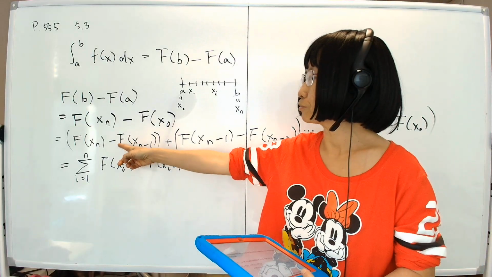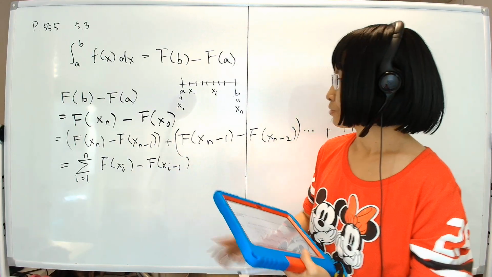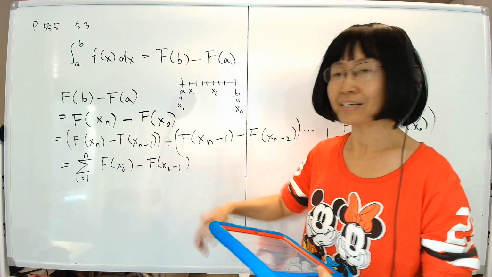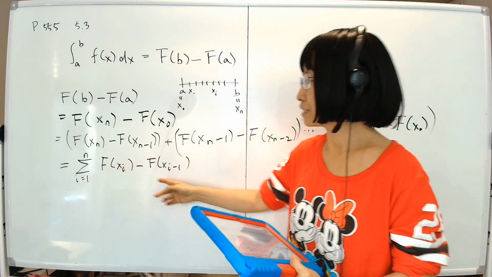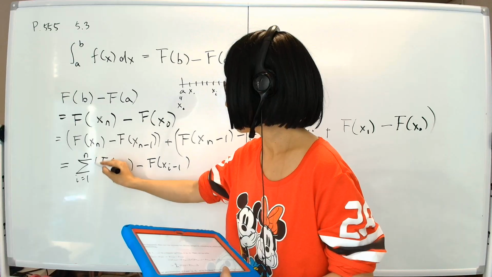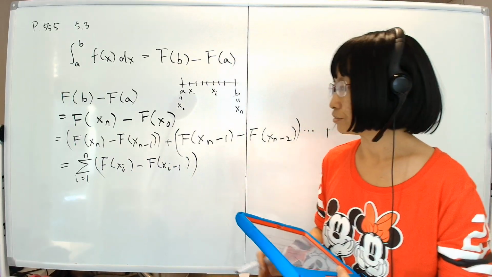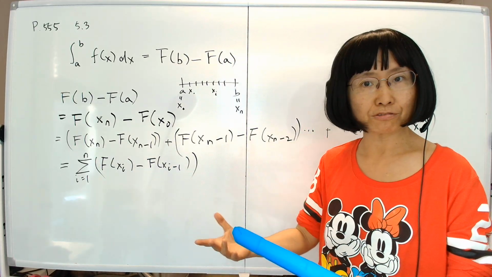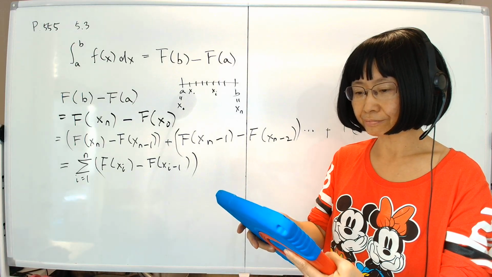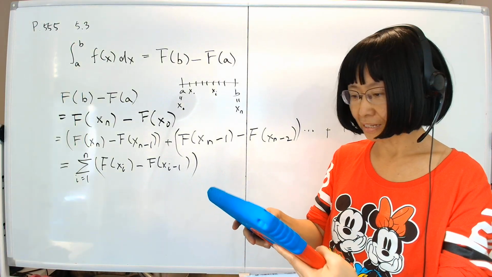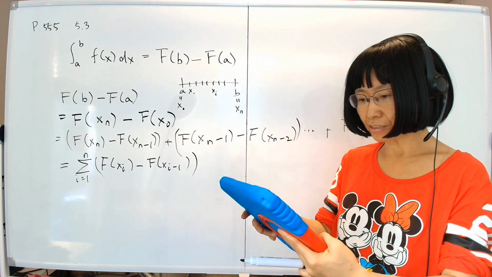So notice that each one is being canceled out. Okay, and we're basically making the formula more complicated. It used to be just F(b) minus F(a), but now we get all this stuff happening. And why are we doing this? The purpose of doing this is so that we can construct the Riemann sum, and once we build that, then we can slap on the proof. Okay, so far so good.